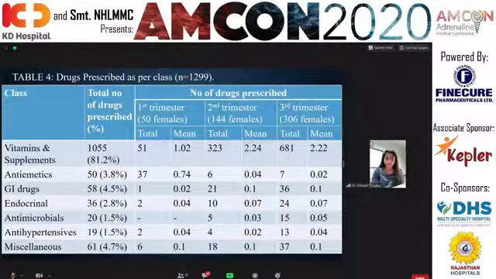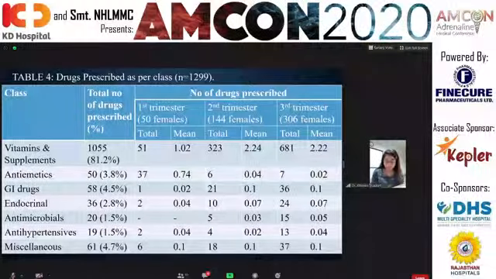Yeah, so table 4 shows us the drugs prescribed as per the class. This is the most important table. Vitamins and supplements formed the majority of the total number of drugs. They were about 81% of the total number of drugs.